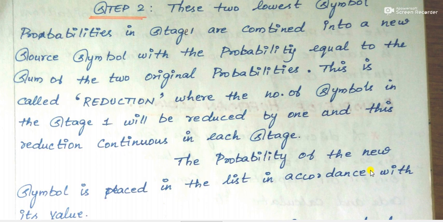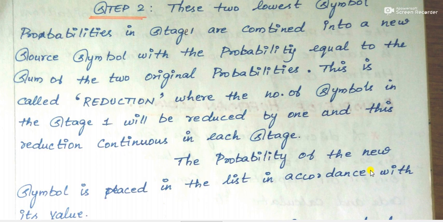Step number 2, the two lowest symbol probabilities in stage 1 are combined into a new source symbol with probability equal to the sum of the two original probabilities. This is called a reduction, where the number of symbols in stage 1 is reduced by 1, and this reduction continues in each stage. Suppose in the first stage 6 symbols are given and 2 symbols are grouped. Then in the second stage there will be 5 symbols in total, because one symbol is reduced by the grouping of 2 symbols. So it is called a reduction.